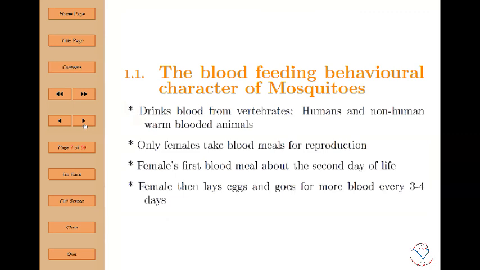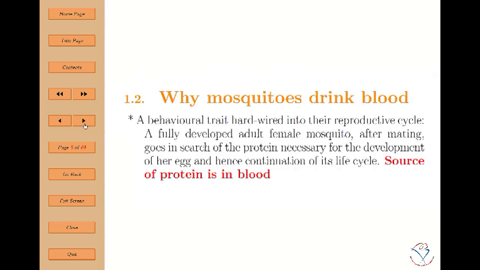The mosquitoes drink blood from vertebrate hosts, which include humans and non-humans. So goats, fowls, anything that has warm blood is good enough. Only females take blood meals for reproduction, and the female's first blood meal is about the second day of adult life. And then she can lay eggs every 3 to 4 days. These are important facts which I would like us to be able to capture in the modeling that we are going to present here. Why do mosquitoes drink blood?